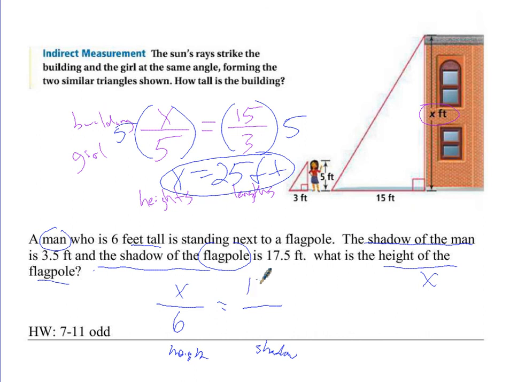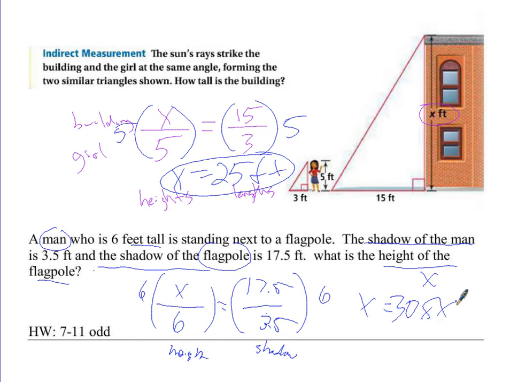17.5? And therefore, the length of the shadow for the man, 8.5. Oh, sorry, 3.5. So then we cross multiply if you want, or in this case, because the x is on top, you can just multiply both sides by 6. And that's what I prefer to do here because it saves me some work. Now I can just type into my calculator 17.5 divided by 3.5 times 6. And I get x equals what? 30 what? Feet. There's your answer.